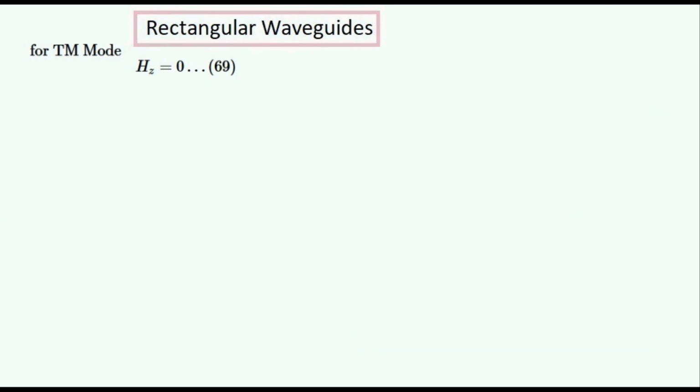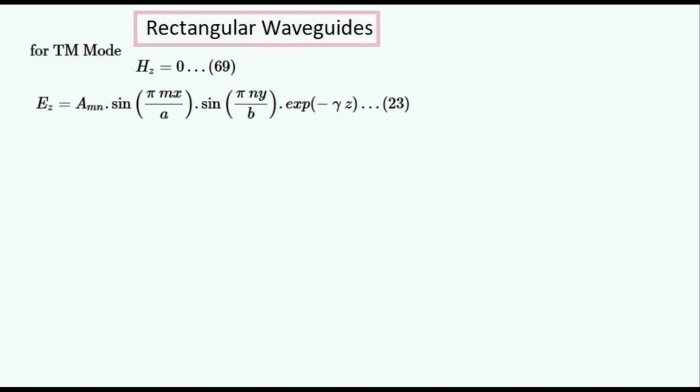Now to find Ex as a function of x, y and z in the waveguide, in the TM mode, where Hz is equal to 0. And this is the equation for Ez in the TM mode. This is what Ex is in terms of Hz and Ez.